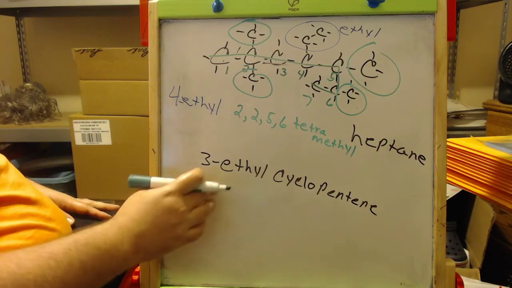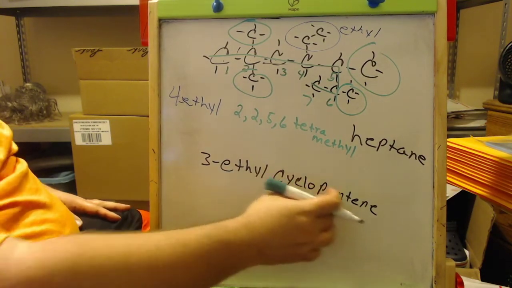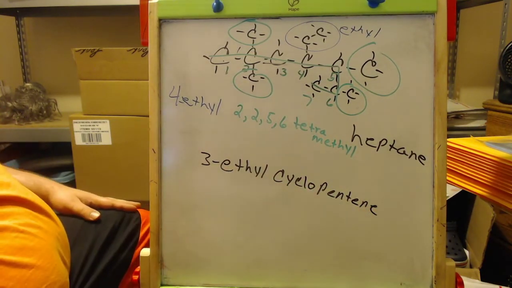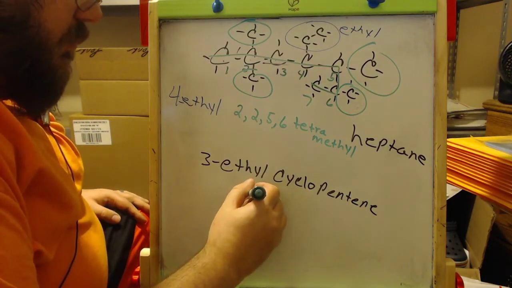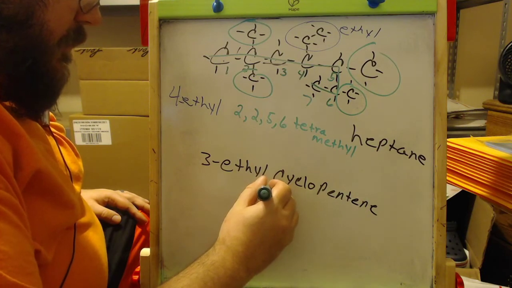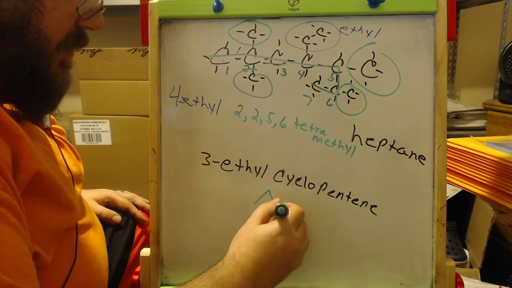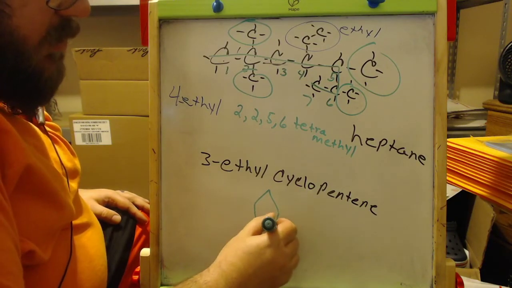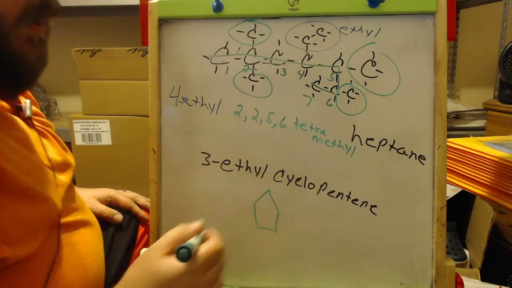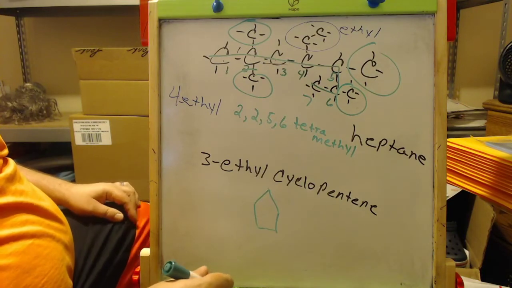Okay, so let's try this down here. What is it telling me? It's saying cyclopentene. Okay, cyclopent means 5 carbons. All right, so I'm terrible at drawing pentagons. I think I did it. There we go. 1, 2, 3, 4, 5. Okay, so there's my 5 carbon ring.